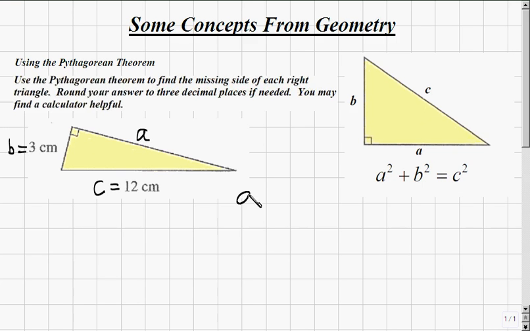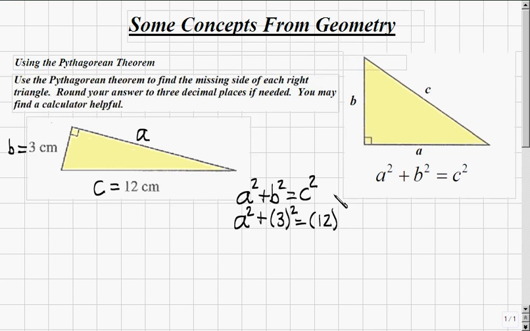So we'll start off by writing the Pythagorean Theorem. A squared plus b squared equals c squared. And since we don't know a, we'll simply write that again. A squared plus, and b, since it's 3, we'll write it as 3 squared, is equal to c, well that's 12. So we'll write 12 squared.